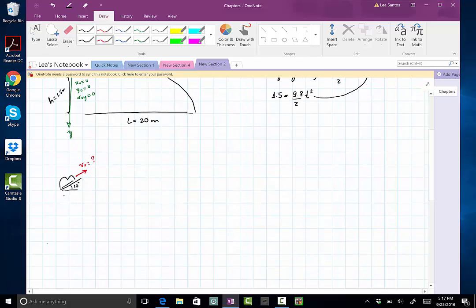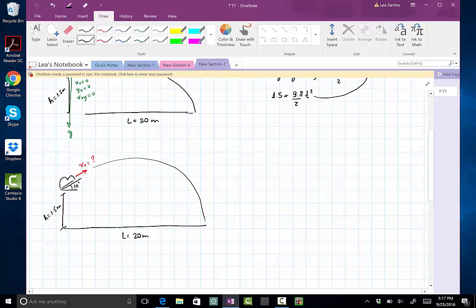So what we have, this car is 1.5 meters from the ground, and we want to cover in the horizontal 20 meters. This is the motion. I'm going to use the same frame that I had before, where to the right is positive and pointing down is positive. This is x and this is y. So my g continues being positive.